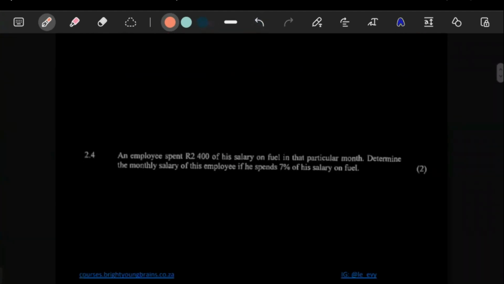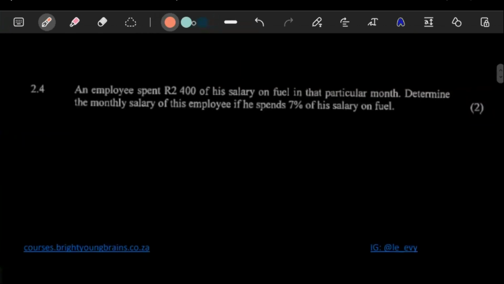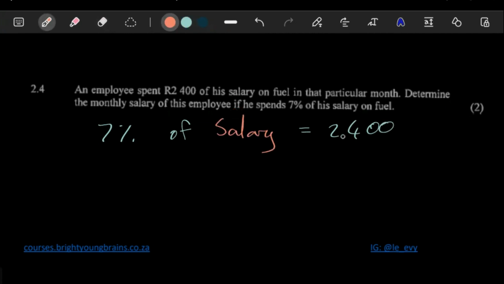Let's see, moving on. 2 marks, it says an employee spent 2,400 of his salary on fuel in that particular month. Determine the monthly salary of this employee if he spends 7% of his salary on fuel. So what we know is 7% of the salary is 2,400. That's what they told us, because they said here an employee spent 2,400 of his salary on fuel. Determine the monthly salary if the employee spends 7% of his salary on fuel.